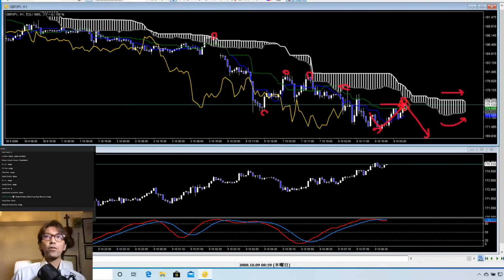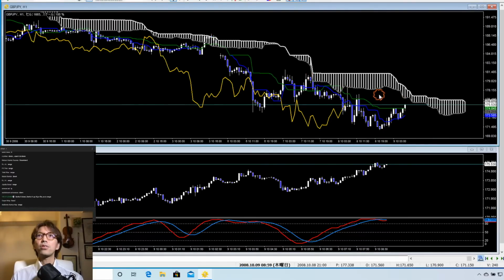So I will just wait for the next setup, until the Kumo moves downwards or Kijun Sen moves downwards, to look for the selling edges. Okay, so let me show you. Let me keep running it and see if it's going to go up or down. Because when Kumo is horizontal and Kijun Sen is horizontal, basically there's no direction in the market. Okay, Senkou Span B down, Senkou Span A up, Kijun Sen flat, so it's a range.